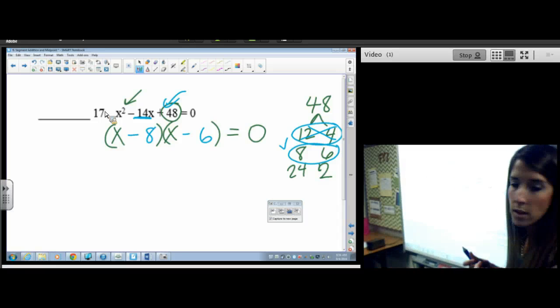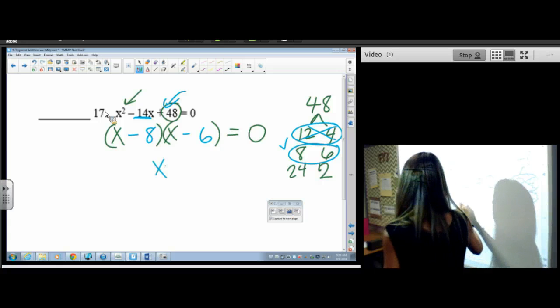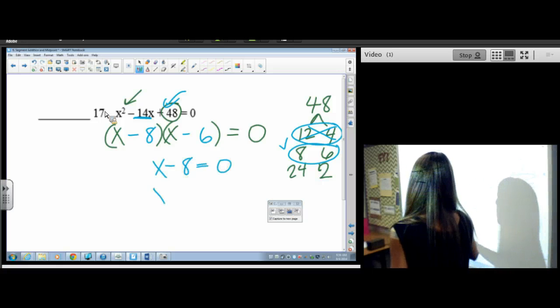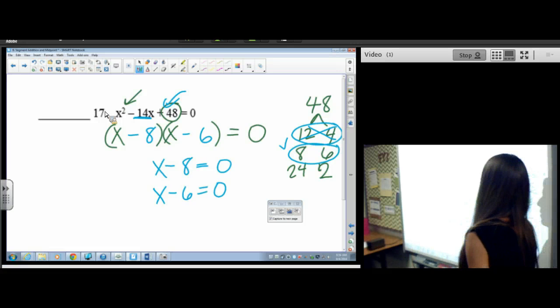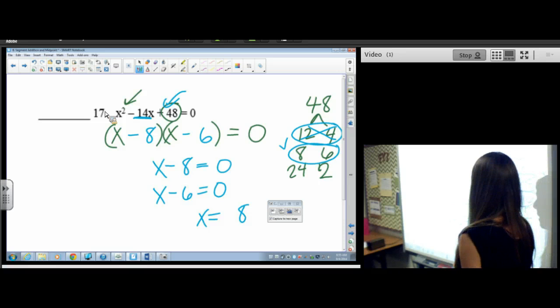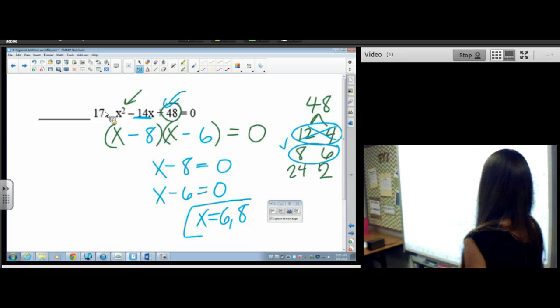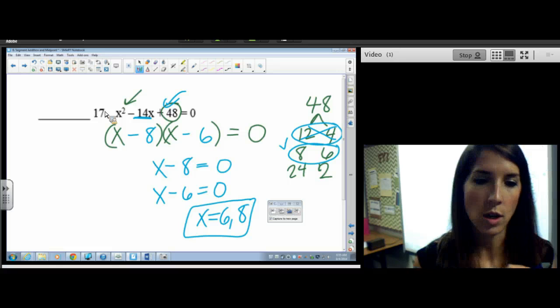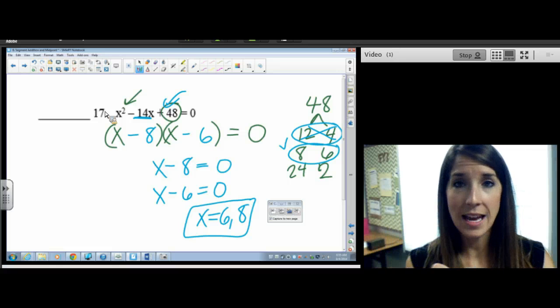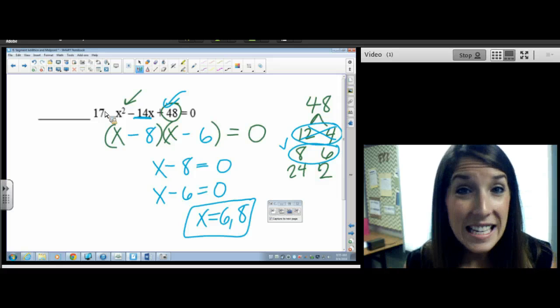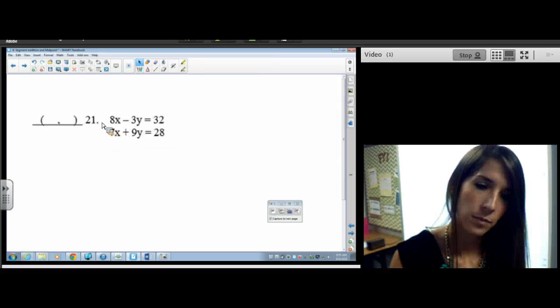All right? So, x minus 8 equals 0 and x minus 6 equals 0. Add 8 to both sides, x equals 8. Add 6 to both sides, x equals 6. And those are the two solutions to your problem. On the quiz, could you take those numbers and plug them back in with your calculator? Yes, you can and you should.